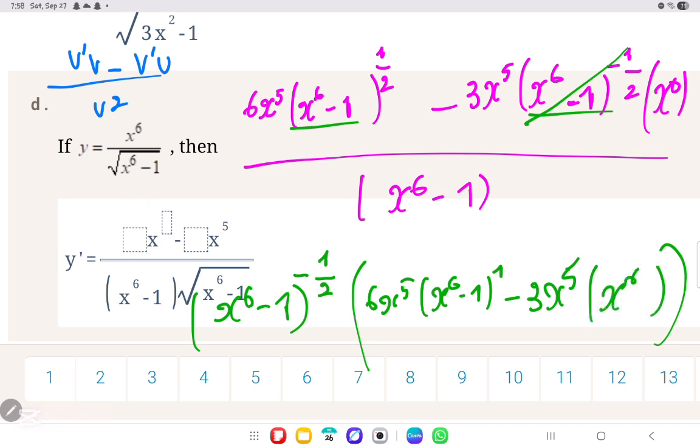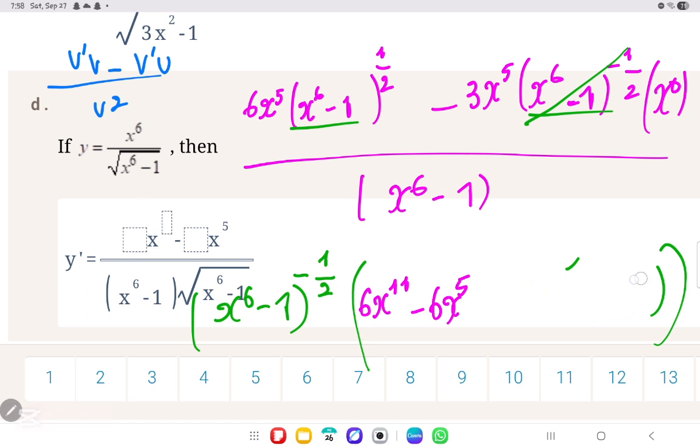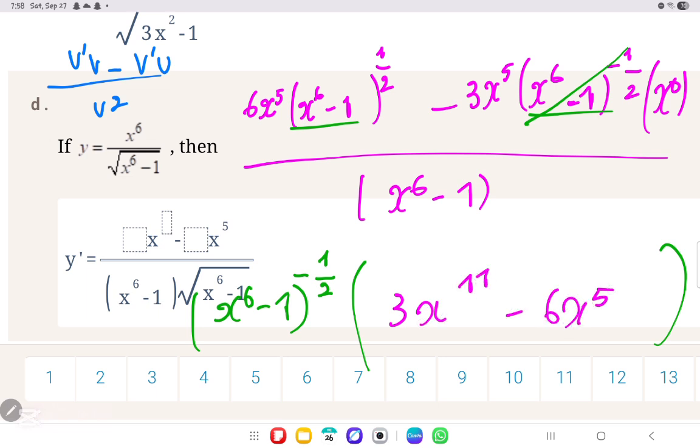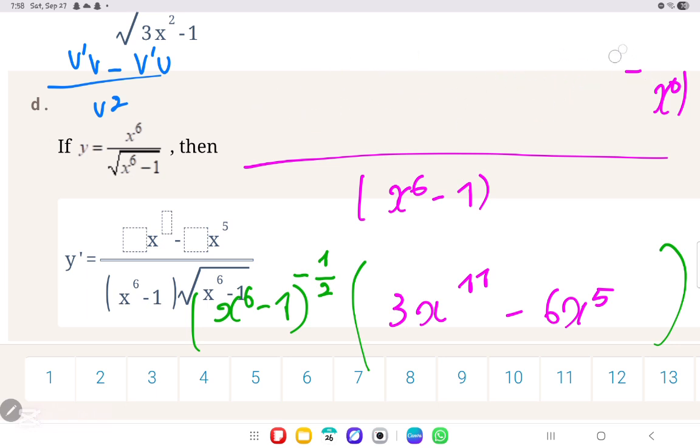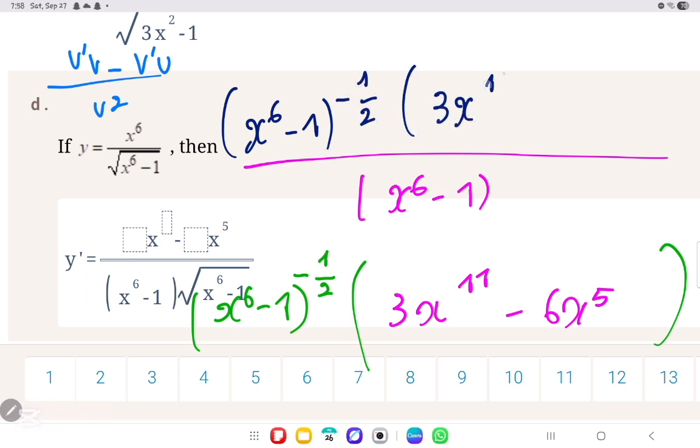So let us simplify the inside. This is going to be 6x^11 minus 6x^5. And then let's simplify this one as well. This will be minus 3x^11. Perfect. Let's simplify it even more. When we simplify it even more, we're going to get 3x^11 minus 6x^5. Perfect. So now that means we can substitute everything, every single thing, all of this. We can substitute it by what? We can substitute it by x^6 minus 1 to the power of minus 1 over 2 times 3x^11 minus 6x^5.